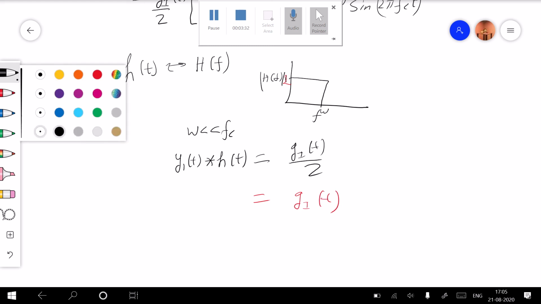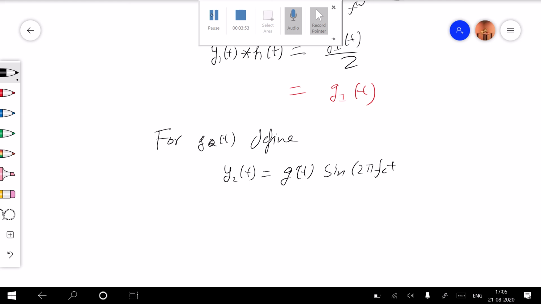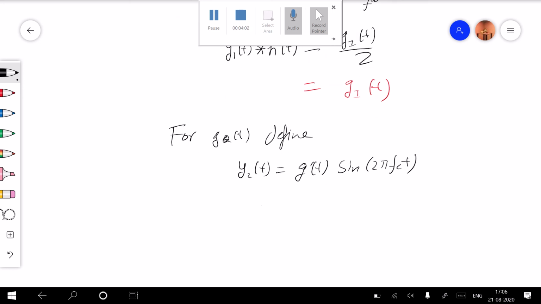Similarly, for g_Q(t), define y_2(t) as g(t) sin 2πf_c t. Simply do this and you get minus g_Q(t)/2 plus high frequency terms. You can show this yourself, or you can use the notes. Then h(t) applied to y_2(t) equals g_Q(t).